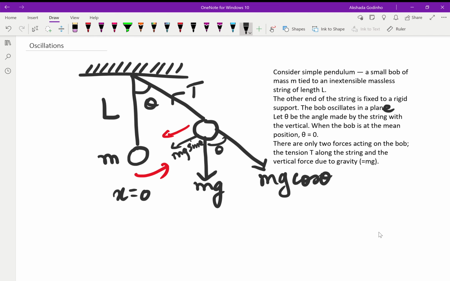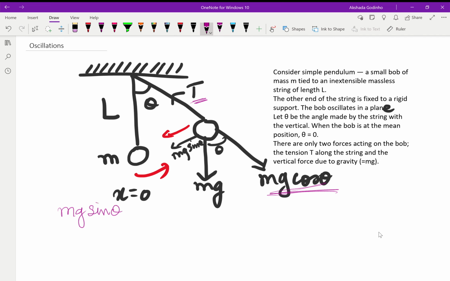There are only two forces acting on the bob, the tension T along the string and the vertical force due to gravity, which is mg. You can further write that mg can be resolved into two components, mg cos theta and mg sin theta. If you see closely, the tension and mg cos theta are in opposite directions, and since they are in opposite directions, they will cancel out each other. So what remains finally is nothing but mg sin theta.